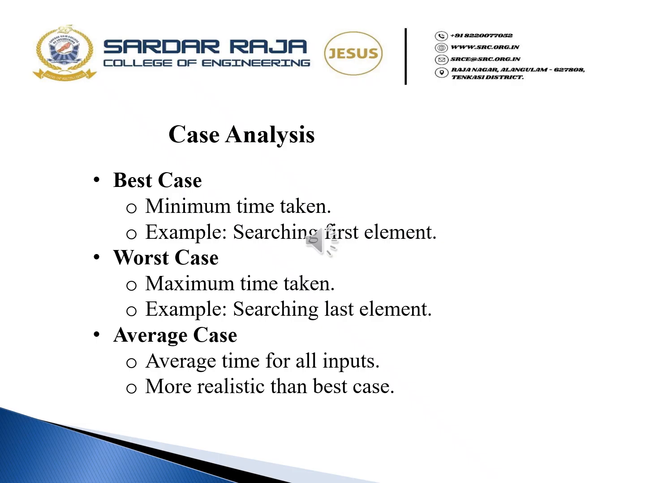Then the second one is worst case. Worst case means the maximum time an algorithm takes to complete. It occurs for the most unfavorable input. Example: searching for the last element in linear search. Then the third one is average case. It is the expected time over all possible inputs, considering all inputs equally likely.